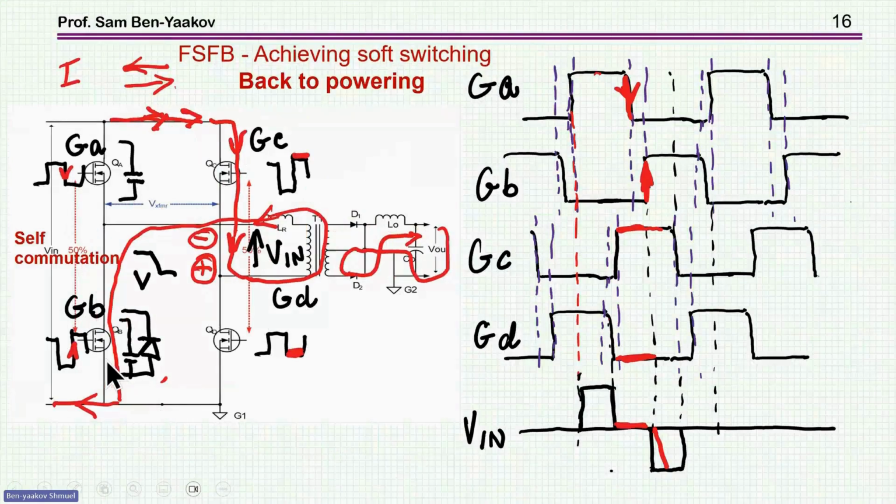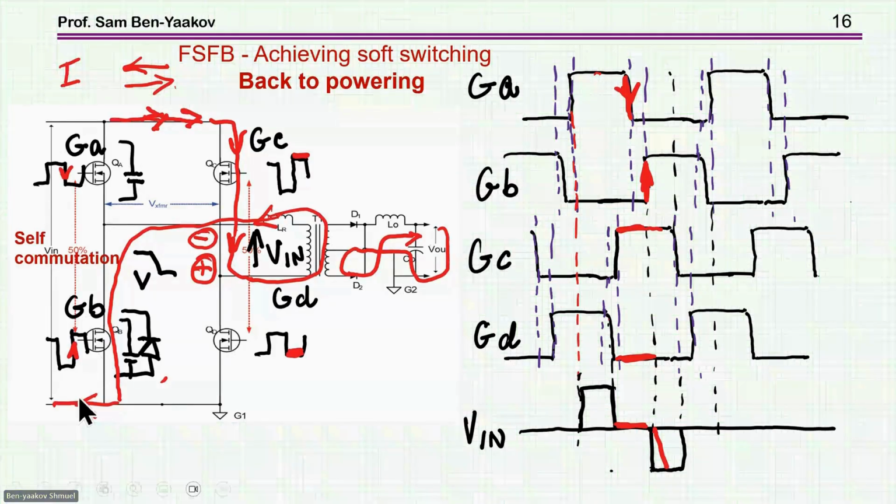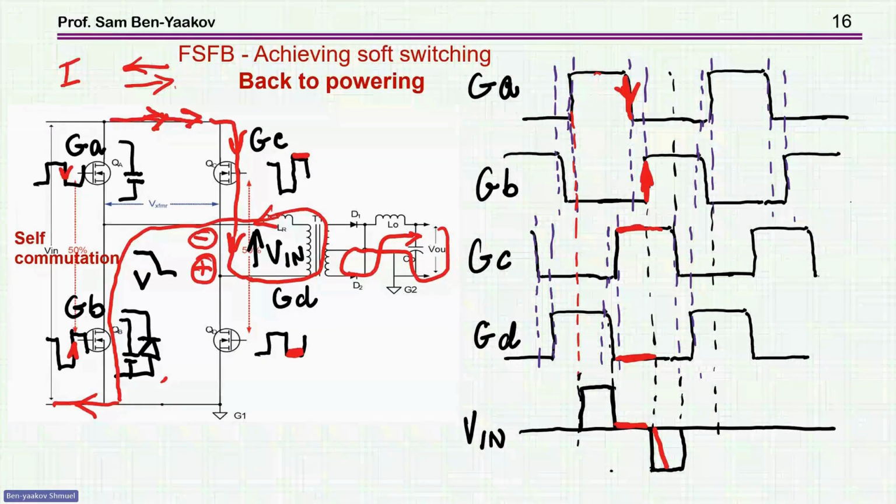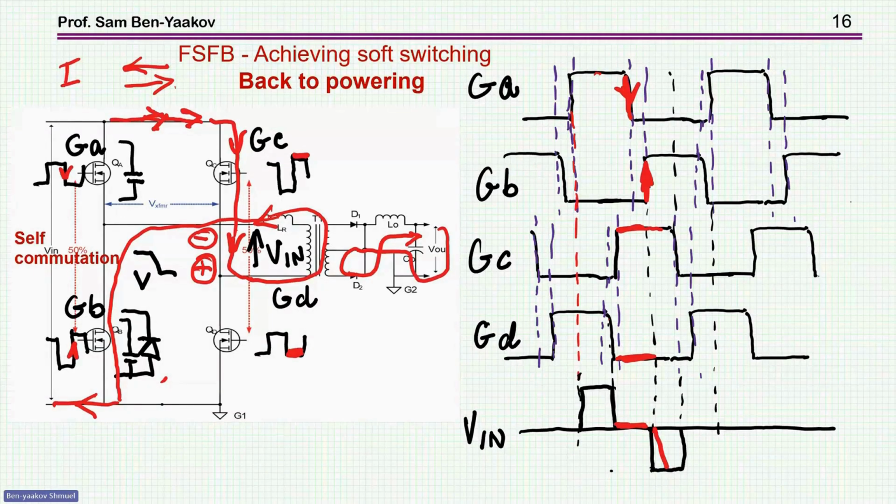And then, of course, once the current is going this way, when I turn off this transistor, I have again this pseudo zero voltage switching. So by this sequence, I've actually eliminated this hard switching case, and I have either full zero voltage switching or this pseudo zero voltage switching. This is the idea of the phase shift full bridge.